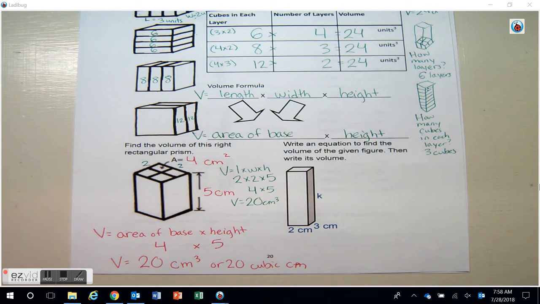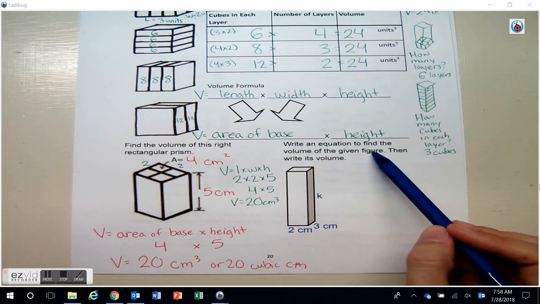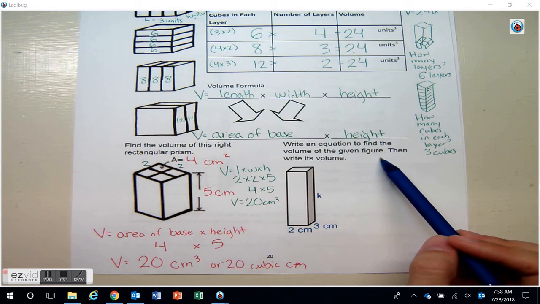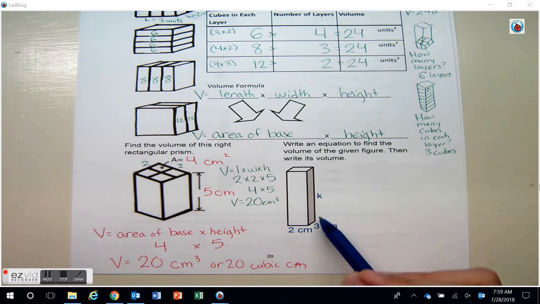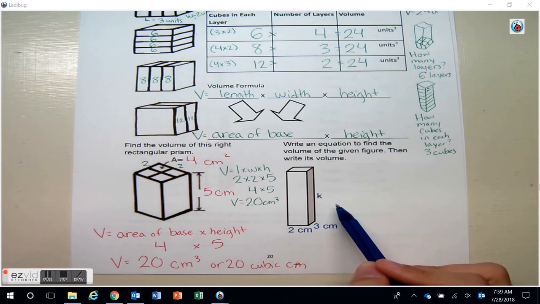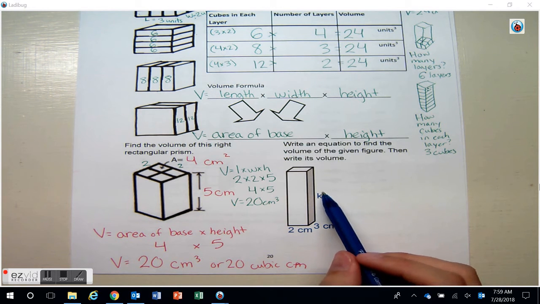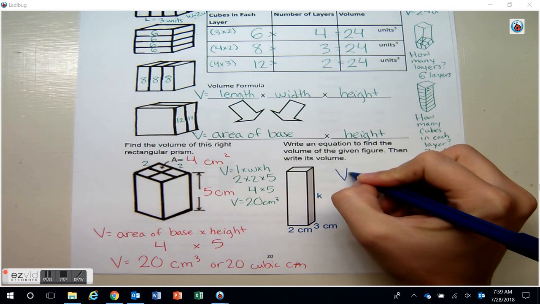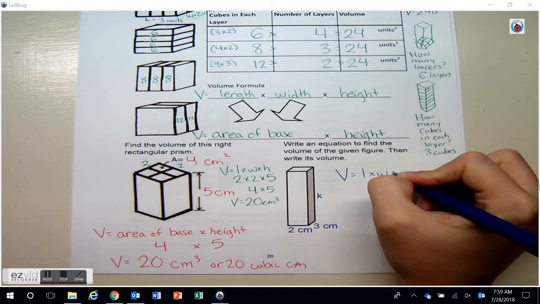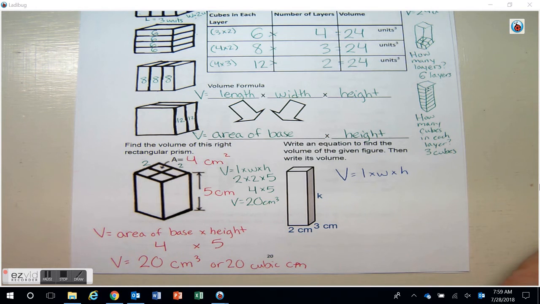Okay, let's look at this next problem. It says, write an equation to find the volume of the given figure, then write its volume. Well, here we have a length, a width, and a height, but the height is a variable. We don't know the value of the height. We don't know how many layers are there. So it's very simple, but we're going to use our formula, volume equals length times width times height, and plug in the information that we know.